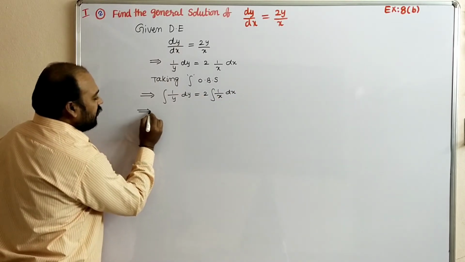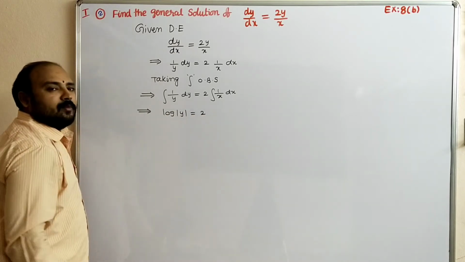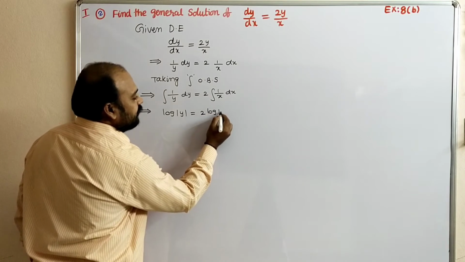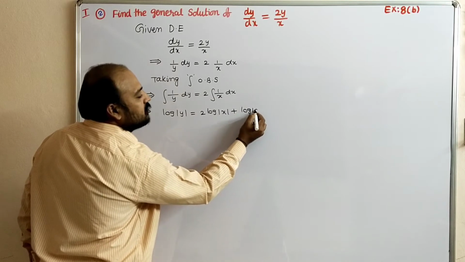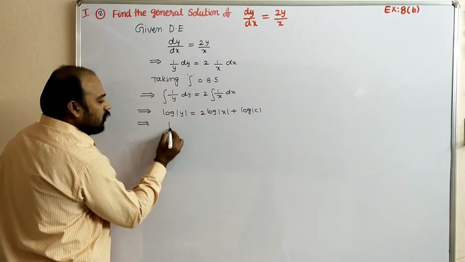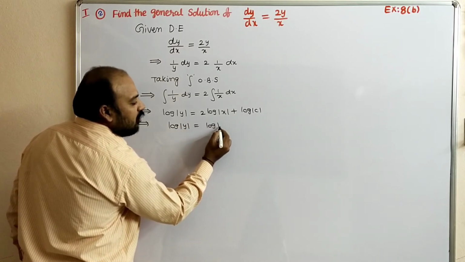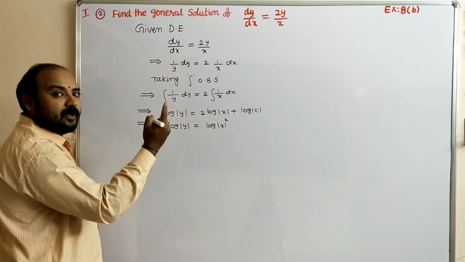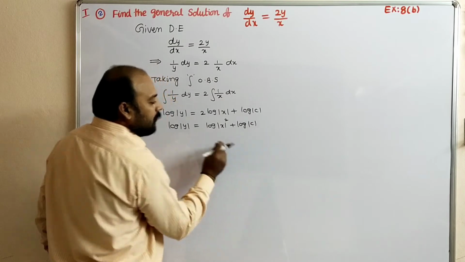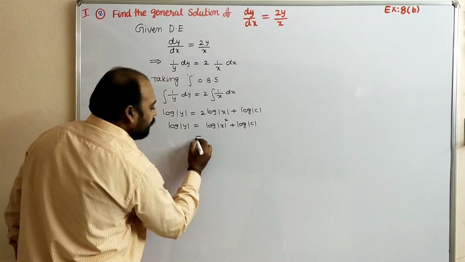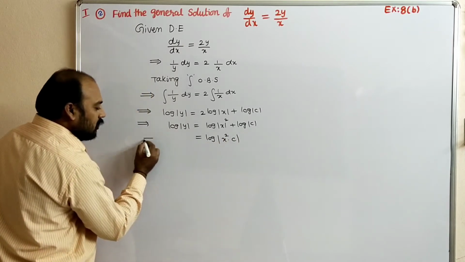So integral 1 by y is log mod y, is equal to 2 into integral 1 by x, log mod x, plus constant. All are giving log, so the constant I am also taking as log c. Which implies log y is equal to 2 log x, means log mod x whole square, applying the formula m log a means log a power m, plus log c. After that we apply log a plus log b is log ab. So log of x square into c is equal to log y.